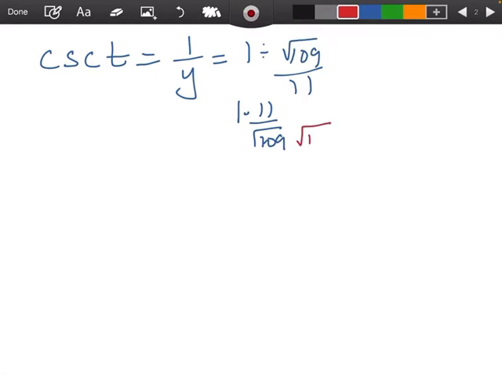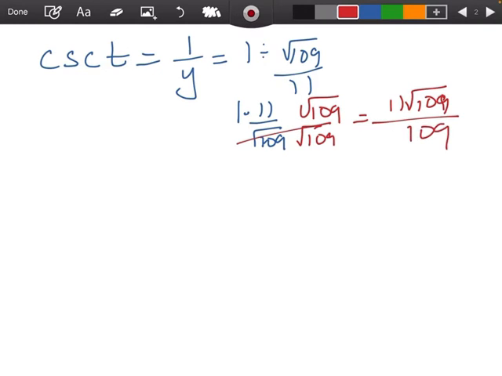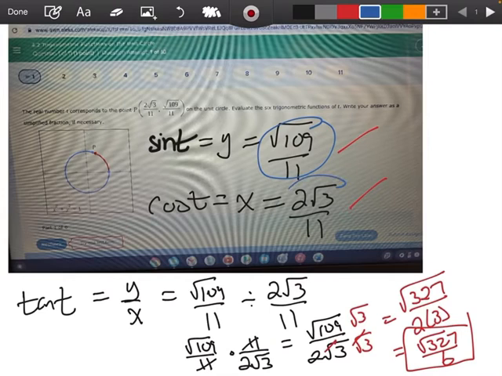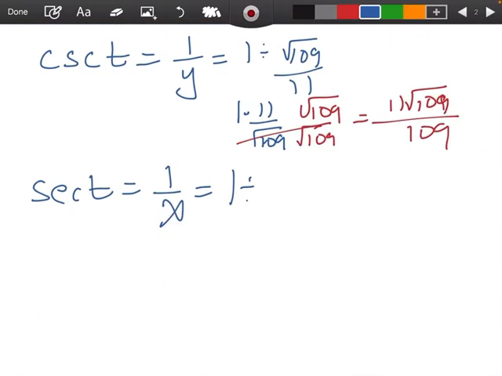Let's rationalize our denominator. So this is 11 square roots of 109. Remember, the square roots cancel each other out, over 109. And now we'll do the same thing for the secant of t. Secant of t is 1 over x. So this is going to be 1 divided by, what was our x value? 2 square root of 3 over 11.